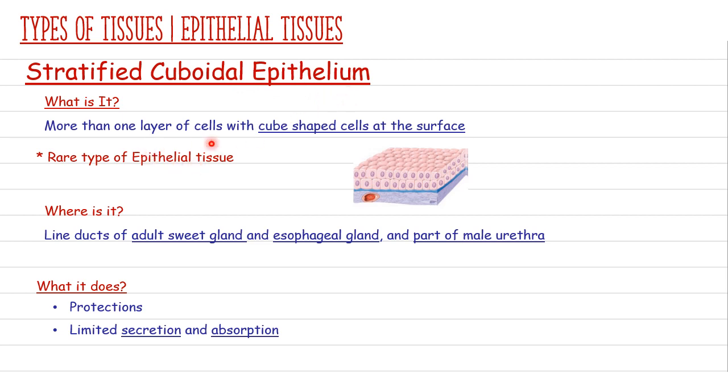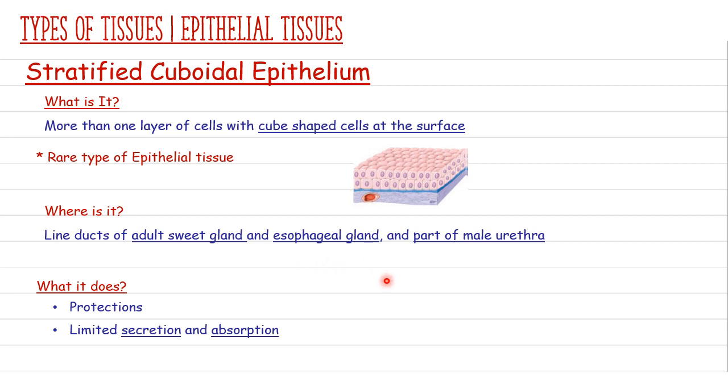And this type of epithelium is very rare. Yeah, it's important that I point this out, meaning you hardly find it. Rather, you find it located in adult sweat glands, also in some ducts of the esophagus, and in certain parts of the male urethra. So you see, you find these types of tissue in very limited areas. However, they're still important, so we have to discuss them.